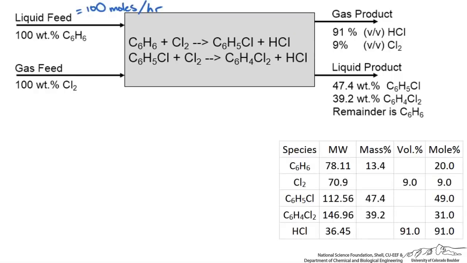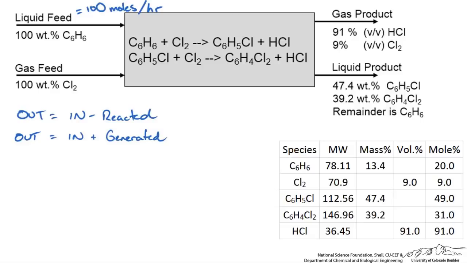So now that we have our mole fractions and we assumed a basis of 100 moles of benzene an hour coming in, we could write our extent of reaction equations for each species. So the idea here for an extent of reaction is that whatever comes out of our reactor is whatever comes in minus what's reacted, or whatever comes out is whatever comes in plus what's generated. So when we do this for each species, we could calculate the extent of the reaction, or basically what's reacted or what's generated, for each of the two reactions.